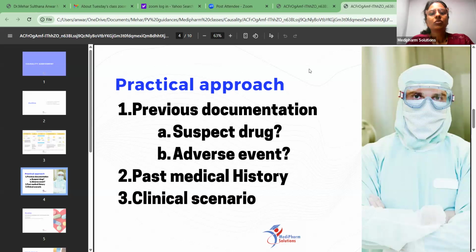So we go with the concomitant medication, past medical history, clinical scenario, and also we look for the previous cases, like whether this suspect drug was causing similar kinds of adverse events or not.